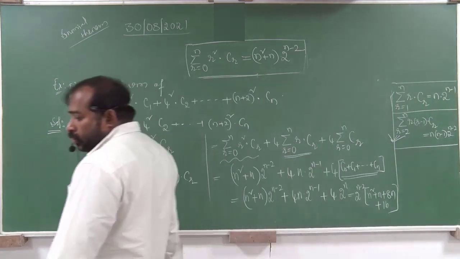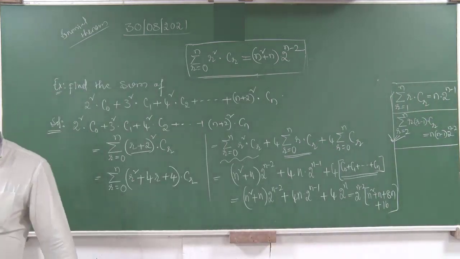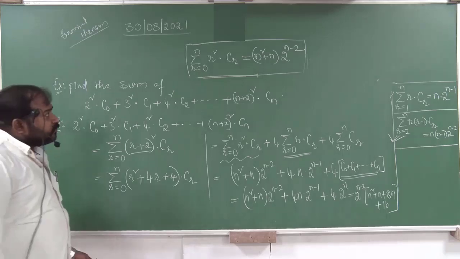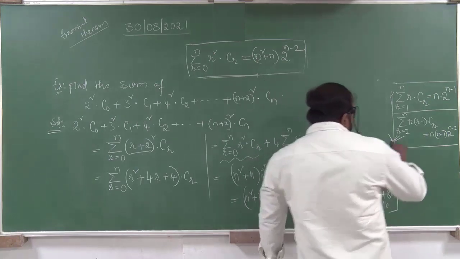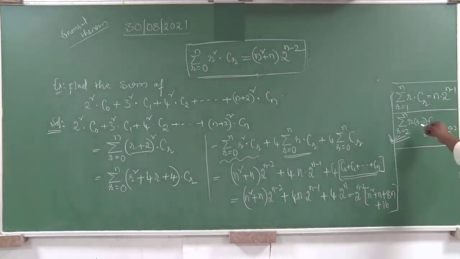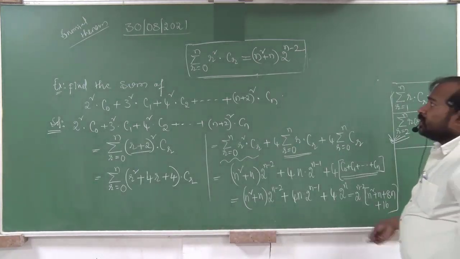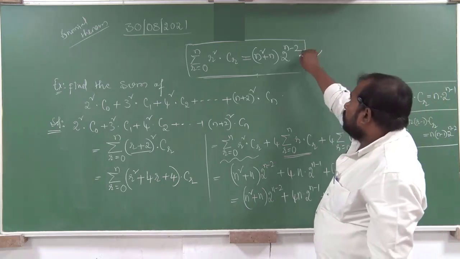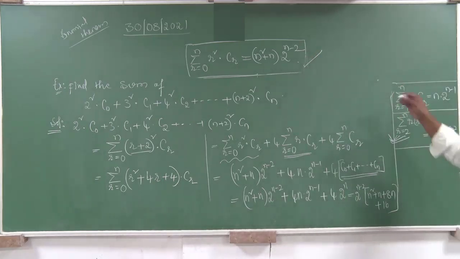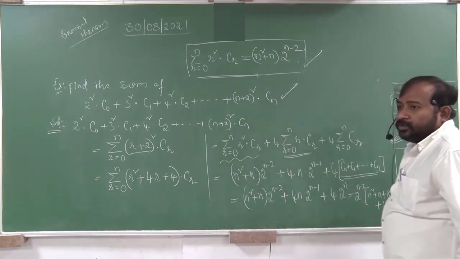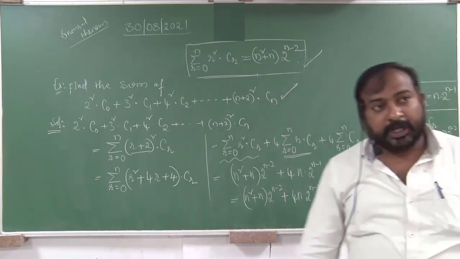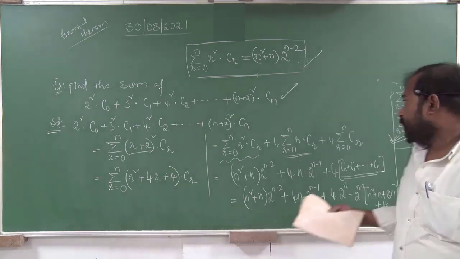Got it now? So this is based on these three formulae. Try to remember these: r into Cr, r into r minus 1 into Cr, r square into Cr. If you remember these three formulae, you can directly identify the value of n plus 2 whole square into Cn. I hope this is clear for you. Next.